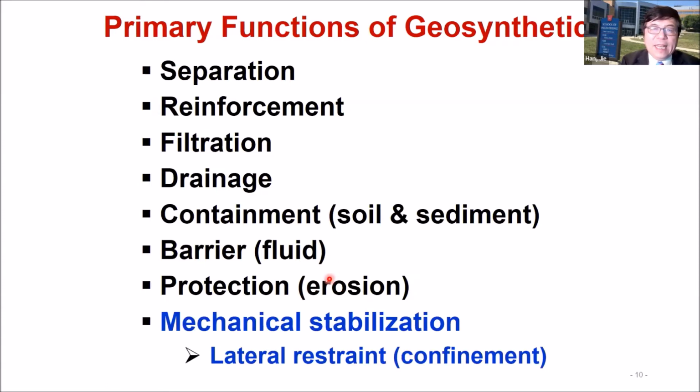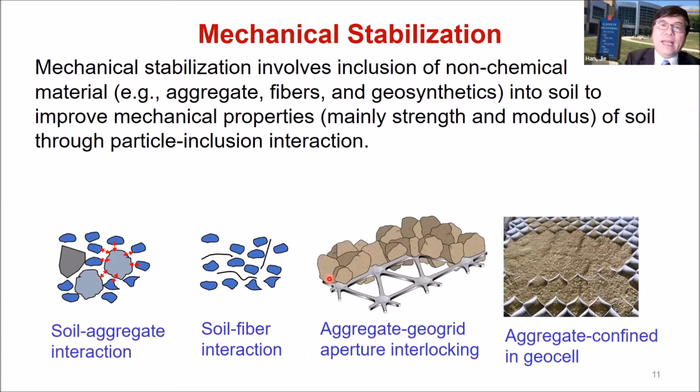Now, in recent years, we added another function called mechanical stabilization, mostly referred to as lateral restraint and confinement. So I'd like to spend a little bit of time to explain this function. Mechanical stabilization, this is my definition: it involves inclusion of non-chemical material like aggregate, fibers, geosynthetic into soil to improve the mechanical properties, mainly strength and modulus of soil, through the particle inclusion interaction.